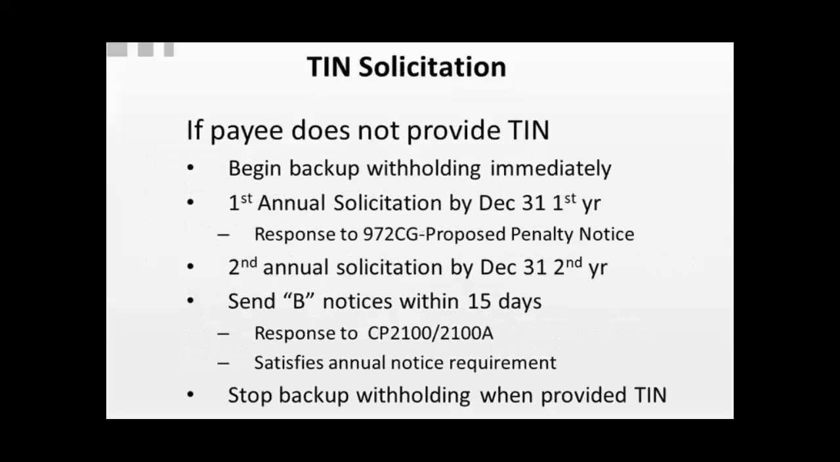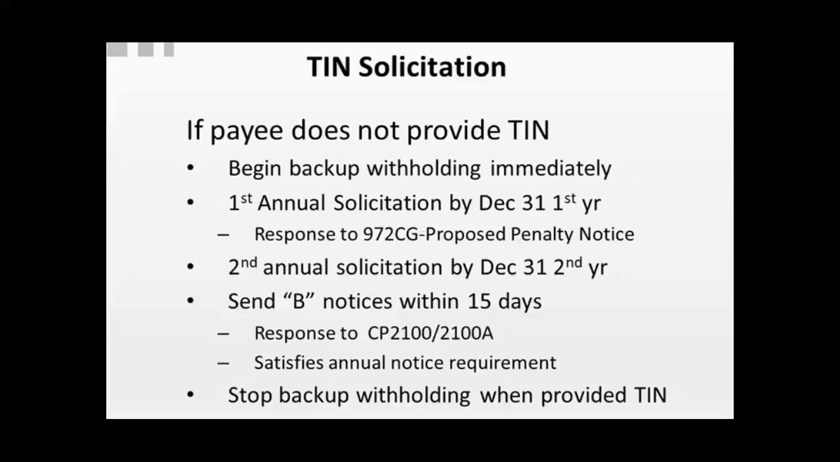Send out a first annual solicitation by December 31st of the first year. Send out a second annual solicitation by December 31st of the second year. If you still don't get it, if you get CP 2100 or 2100A, send your B notices out within 15 days of that notice. And that gives the recipient time to get with the IRS or the Social Security Administration, figure out what's going on. Before you start backup withholding, you have to start backup withholding within 30 days of that date of the notice.